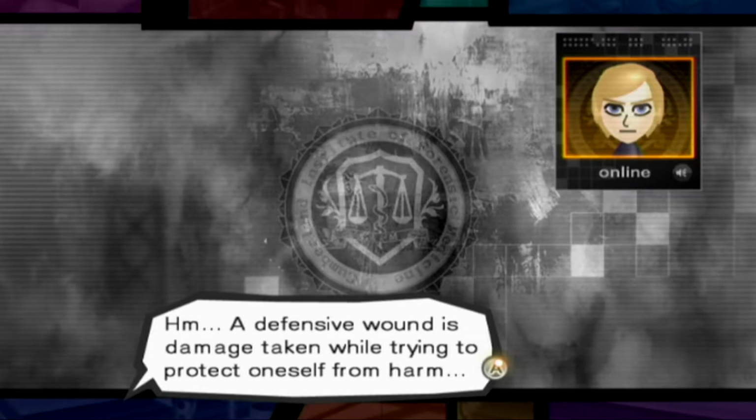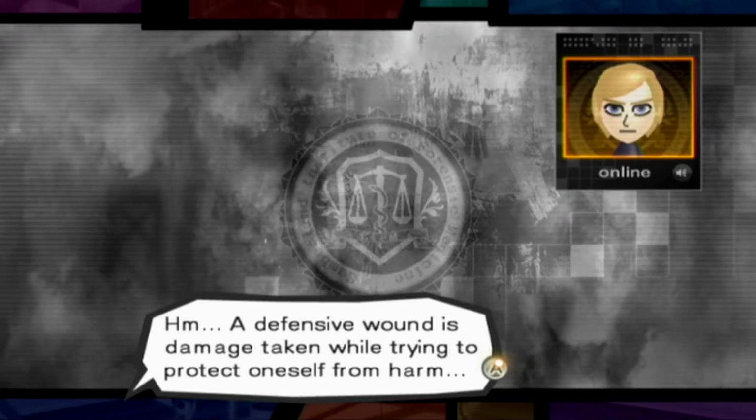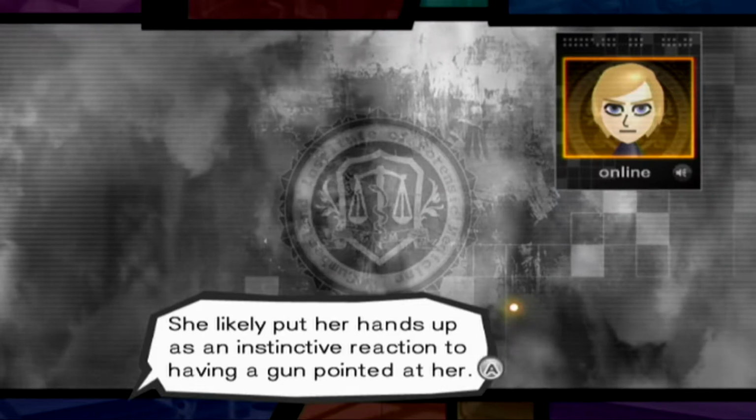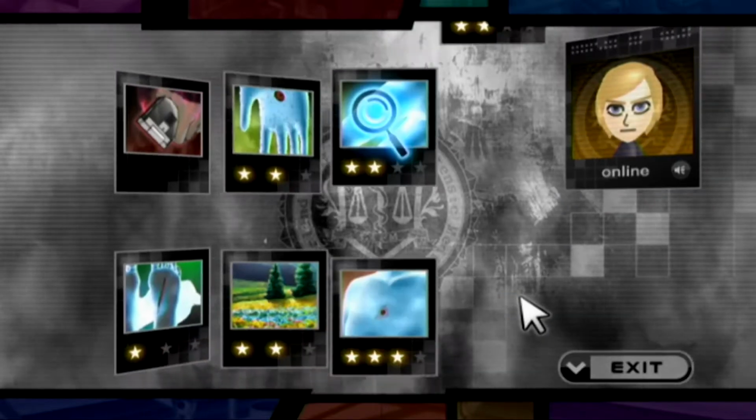A defensive wound is damage taken while trying to protect oneself from harm. She likely put her hands up as an instinctive reaction to having a gun pointed at her.